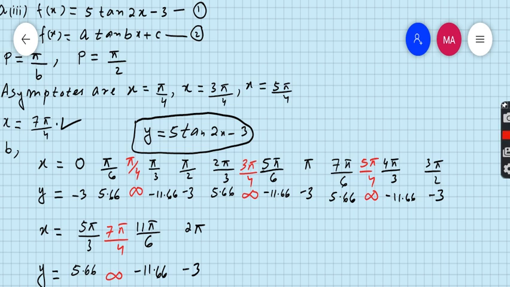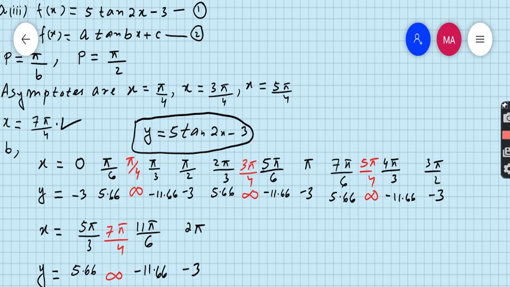The next is 5 tan 2 into 7 pi by 6. You will get 5.66. The next is 5 tan 2 into 4 pi by 3. You will get minus 11.66. The next is 5 tan 2 into 3 pi by 2 minus 3. You will get minus 3.